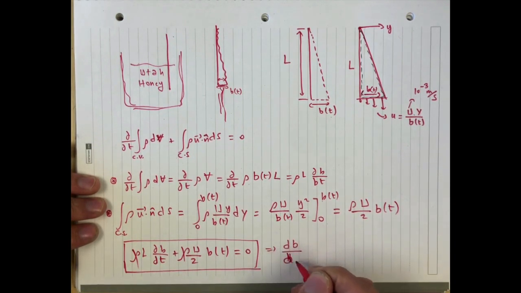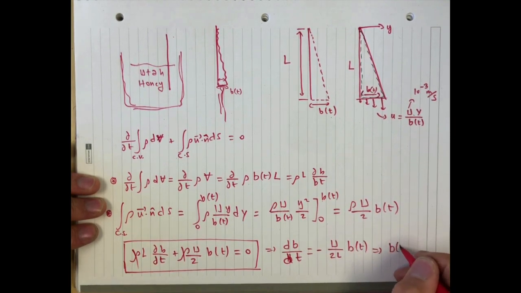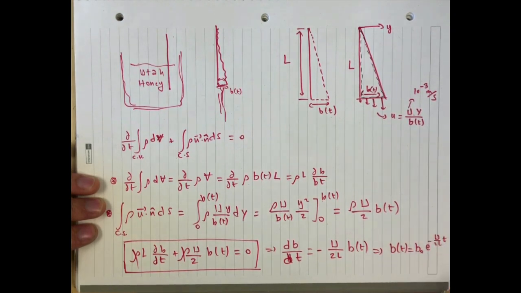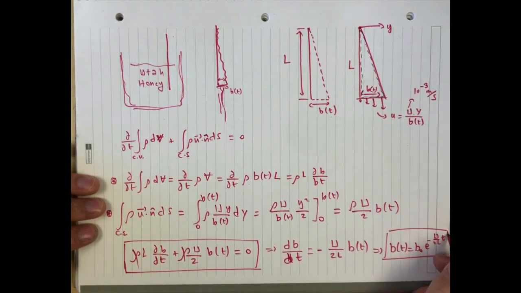That's dB by dt is equal to minus u over 2L b of t, and the solution b of t is some b0 e to the minus u over 2L t. You can verify this, that dB by dt is b0 times minus u over 2L b of t, and so things cancel out very nicely. And that is our solution over here.